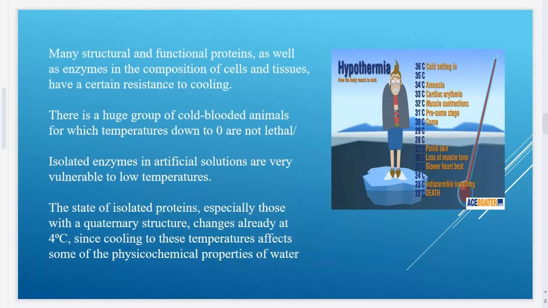pH. What happens to enzymes and proteins during hypothermia? Many structural and functional proteins, as well as enzymes in the composition of cells and tissues, have a certain resistance to cooling. For example, temporary cooling of the limbs or body surface does not lead to loss of function, and hence the structure and function of proteins and enzymes.